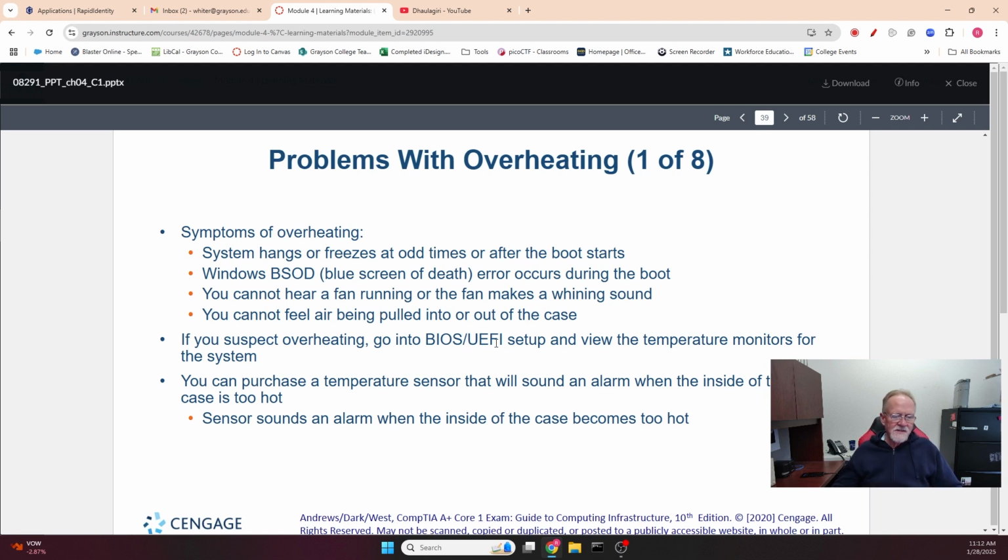Go to the BIOS and in Setup, if it'll boot to the BIOS, then go to Setup and look at the temperature monitors. They'll tell you exactly what temperature is inside the case. And if you see something that's running 130 degrees, guess what? Your case is too hot. You can purchase a temperature sensor that will sound an alarm. It goes inside, it plugs into your power supply, and it will sound an alarm when the inside of the case gets too hot.